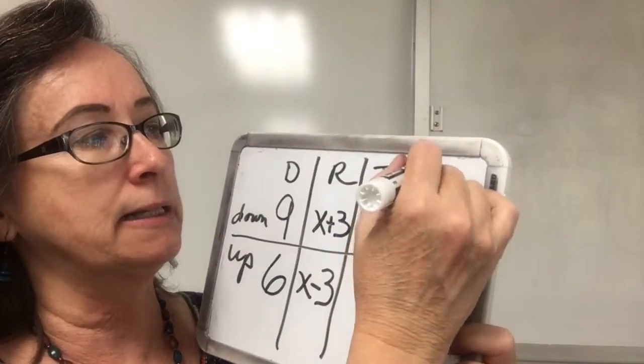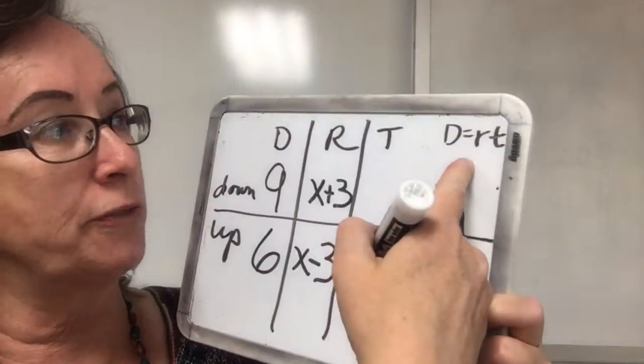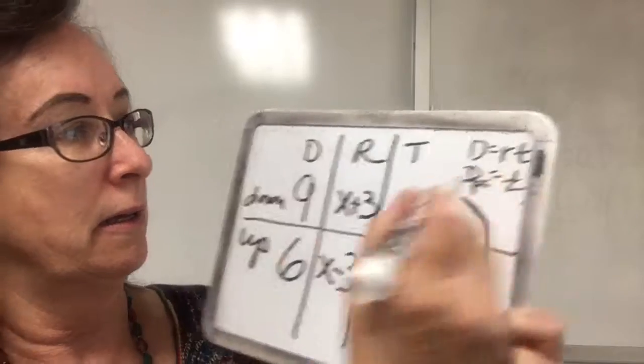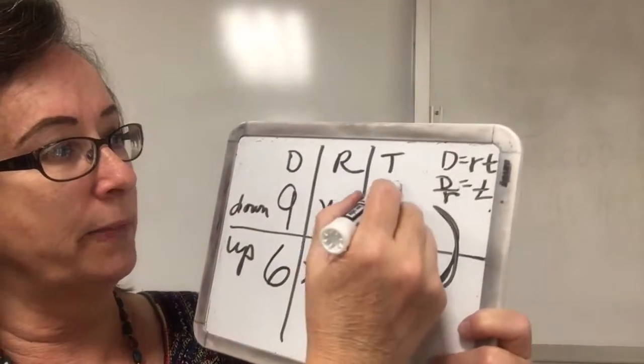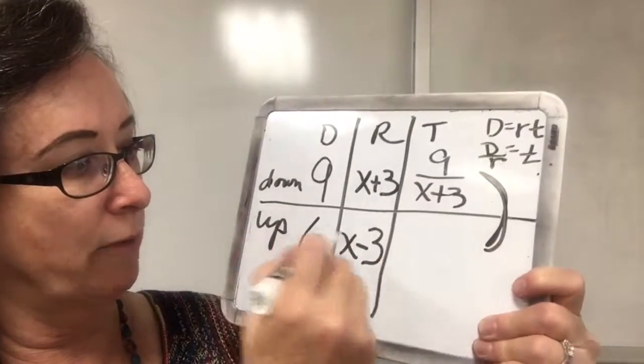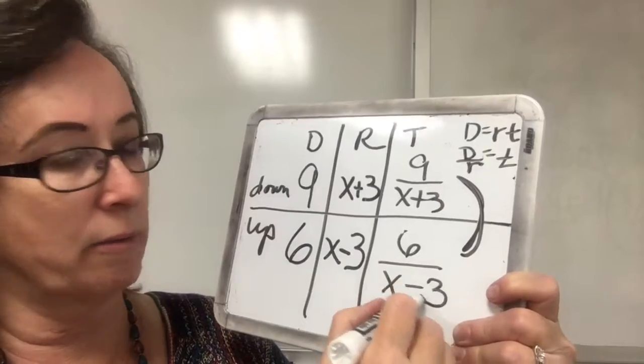So we know that distance is rate times time. So if we solve this little equation for t, we get t is d over r. So here we do d over r is 9 over x plus 3. d over r is 6 over x minus 3.